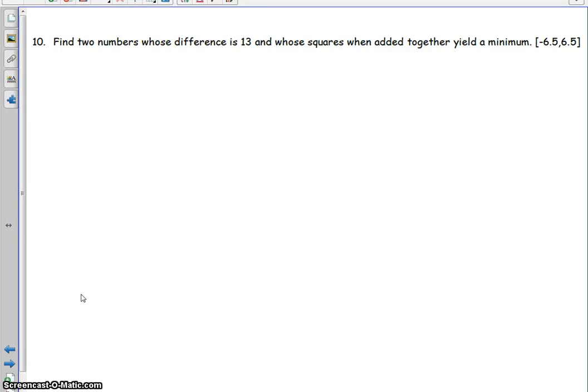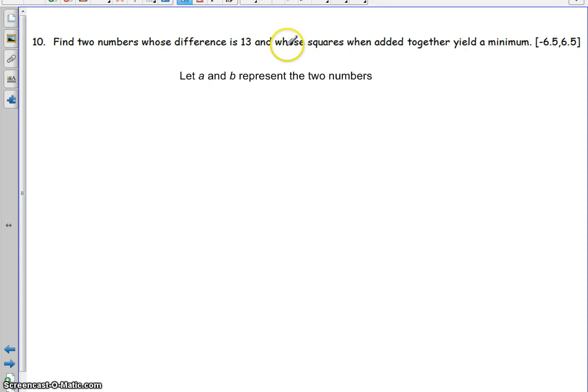Alright, so this next problem is asking us to find two numbers that have a difference of 13. When we add the squares together, it yields a minimum. So we've seen the whole idea of adding squares together in an earlier example in this worksheet. And again, we just need to define our variables first. So we're looking for two numbers. Let's just call those numbers a and b.